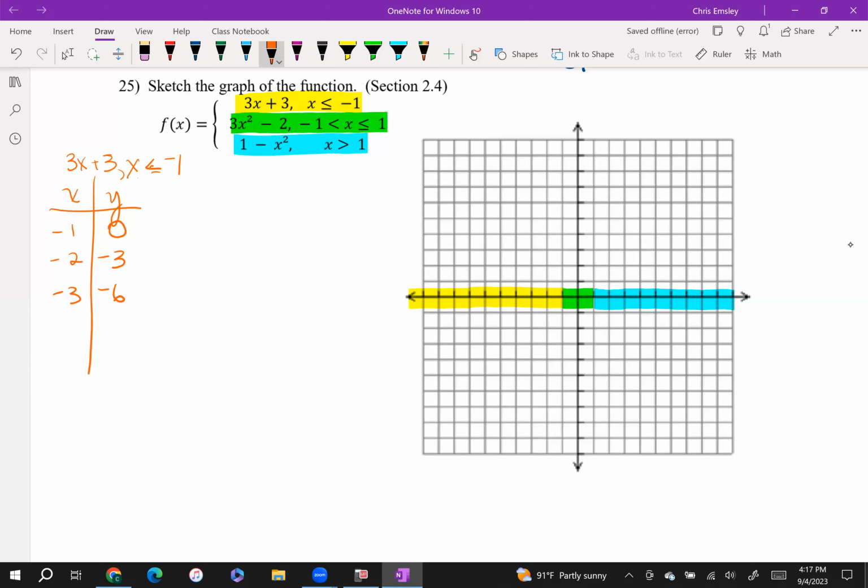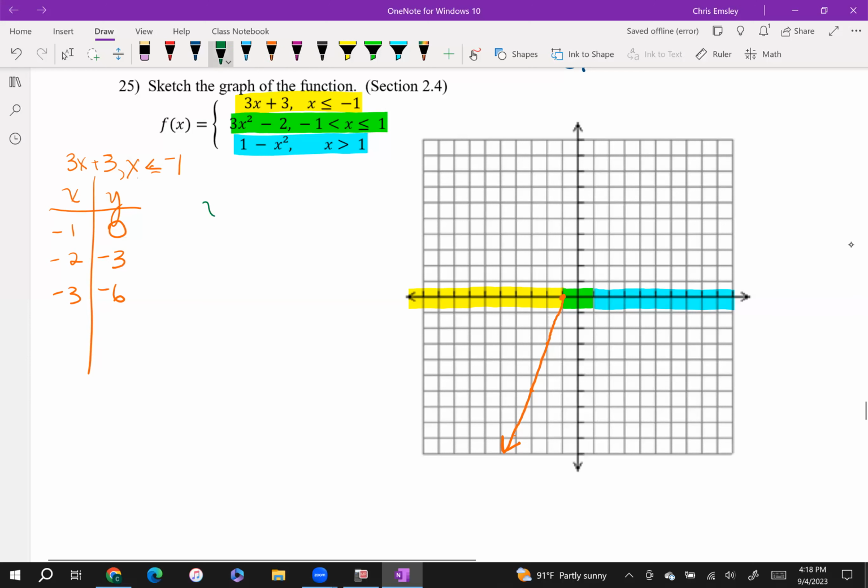Let's plot those points. -1, 0. That's right there on that x-axis. And that's going to be a solid point because this part of the function is for x less than or equal to -1, including -1. -2, -3 is about here. -3, -6, about there. So we're going to have a nice straight line that continues to the left, but has an endpoint on the right because that is only the function for a piece of our graph, just for x values less than or equal to -1.